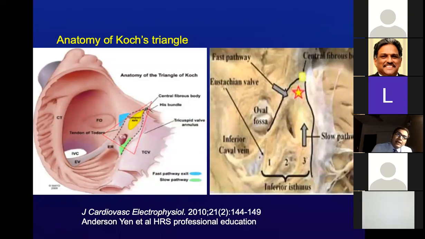So coming back here, within the right atrium, you have the remnants of the primitive right atrium, which are this rough part of the right atrium.